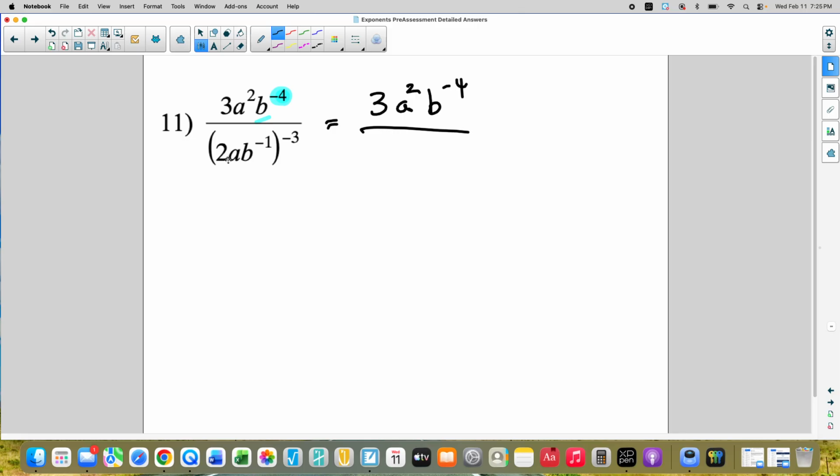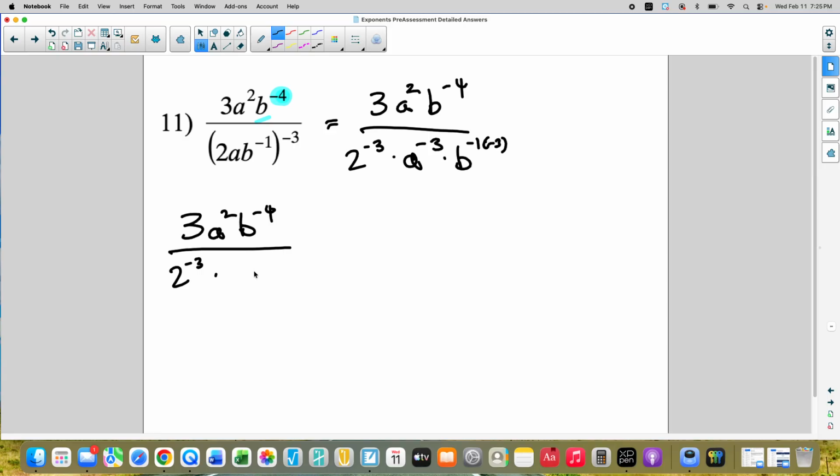This one can. Now I can do 2 things. I can move this up or I can just deal with it. I'm going to deal with it. That's 2 to the negative 3, a to the negative 3, and b to the negative 1 times negative 3. It's going to get a little complicated. 3a squared b to the negative 4 over 2 to the negative 3. I can't simplify that. No way you can simplify negative exponents. This is still a to the negative 3. This becomes b to the 3rd.